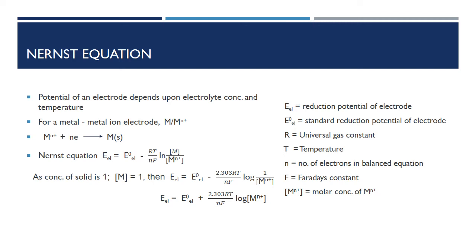Then the reduction potential of the electrode is equal to the standard reduction potential of the electrode plus 2.303 RT by nF times the logarithmic value of the molar concentration of the electrolyte.